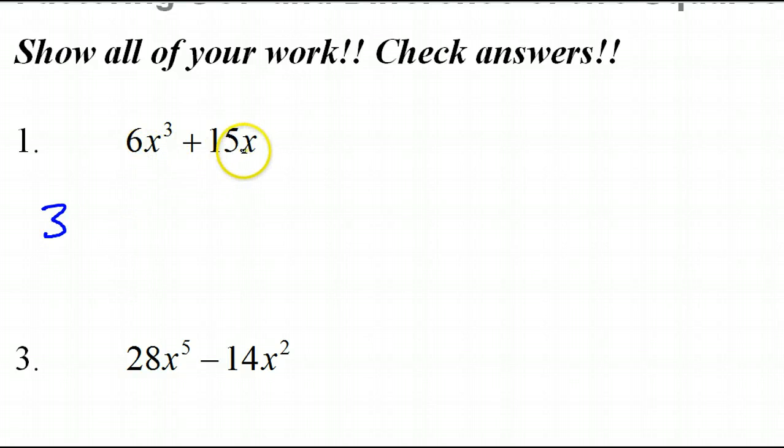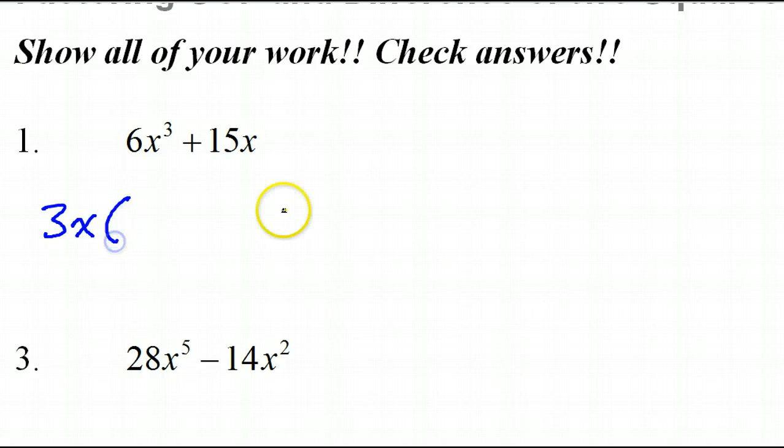Now look at the variables. Determining the greatest common factor between variables is easy. It's always going to be the lesser amount of the variable. So in this case we have 3 x's in the first term, 1 x in the second term. So I like to think of it as both terms have at least 1 x, so that's the GCF there.